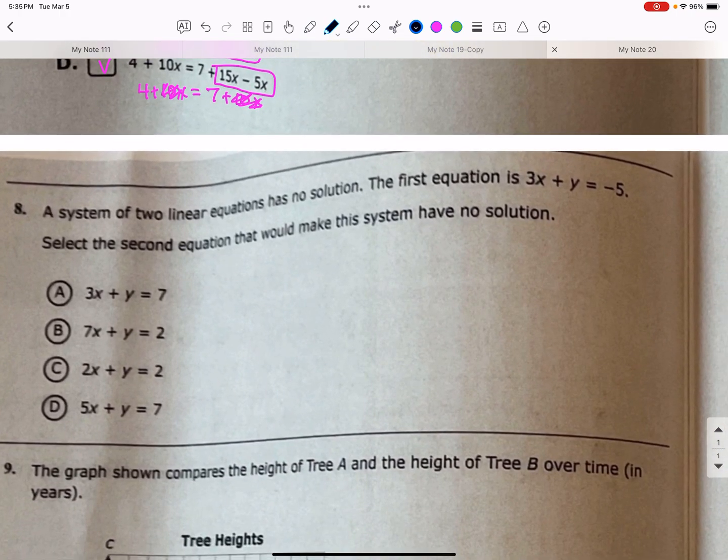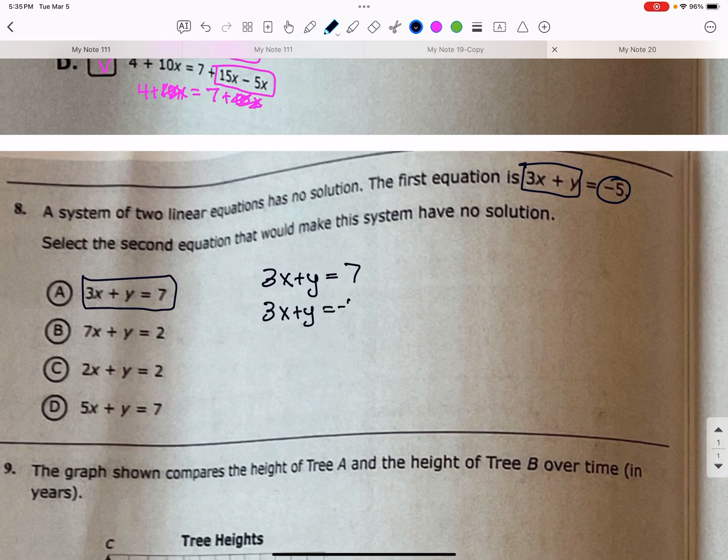A system of 2 linear equations has no solution. The first equation is 3x plus y equals 7. The second equation would have no solution. All right, the way it's going to be no solution is if they're the same equation, but they equal something else. How would that be possible? So I know 3x plus y equals 7. How could 3x plus y also equal negative 5?